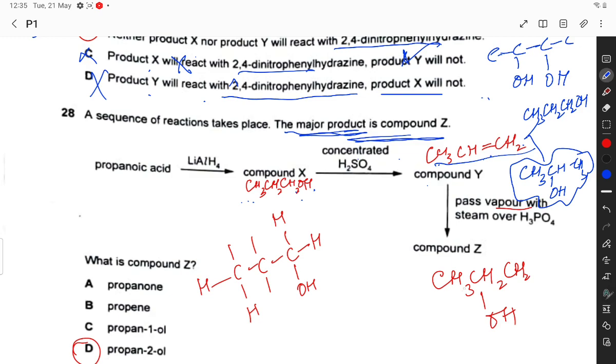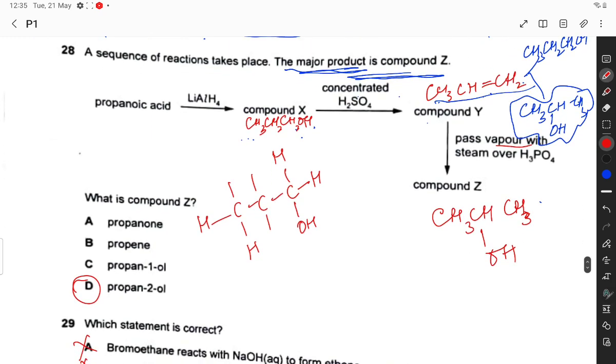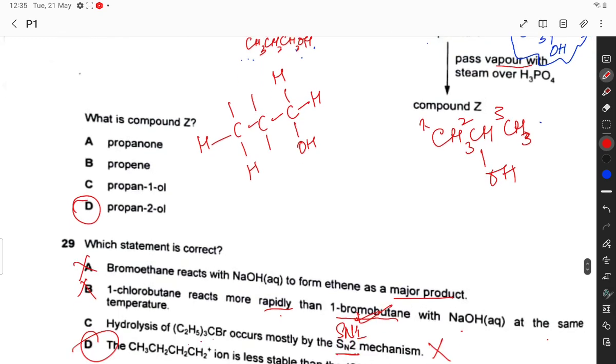So that's why compound Z is this compound, CH3CH(OH)CH3. So a secondary alcohol is formed. Secondary alcohol is the major product. What is compound Z? Compound Z is propan-2-ol. The name of this one: 1, 2, 3. So at carbon 2 the OH is attached, so that's why this is propan-2-ol.